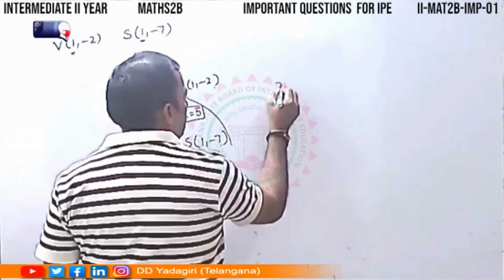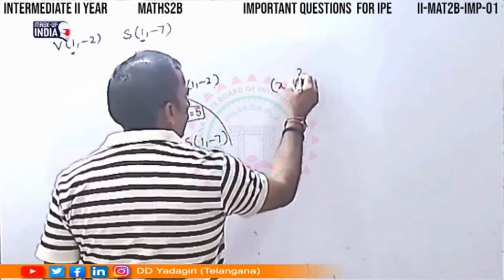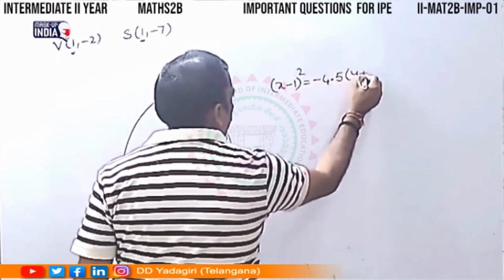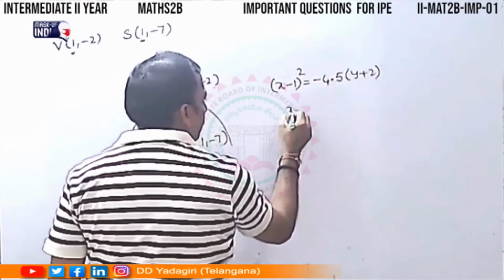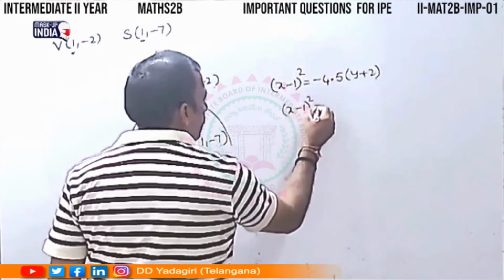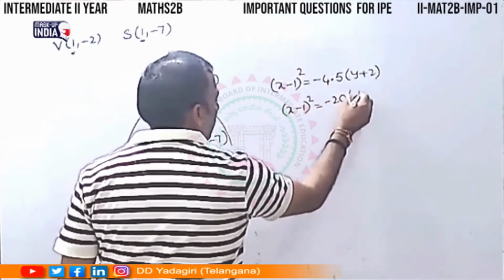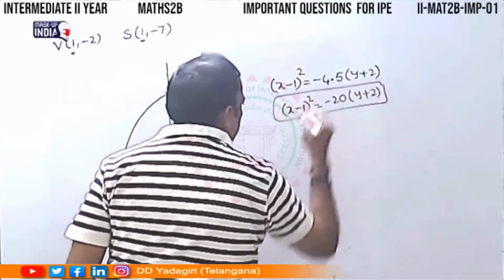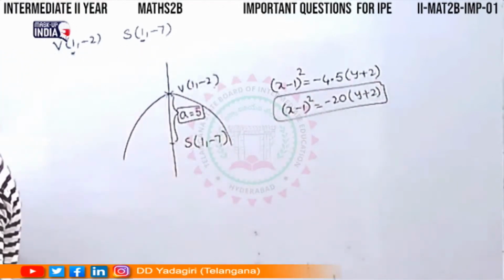Therefore, the equation is (x - 1) whole square = -4 into 5 into (y + 2). That is, (x - 1) whole square = -20(y + 2). a is equal to 5, right? The distance between -2 and -7 is 5, right?